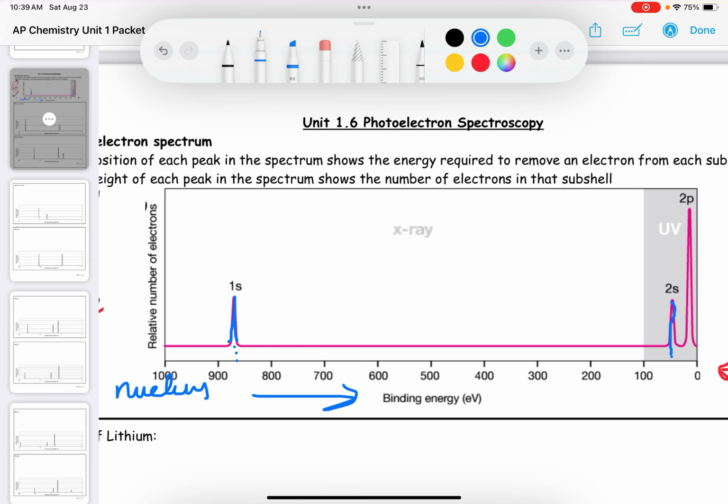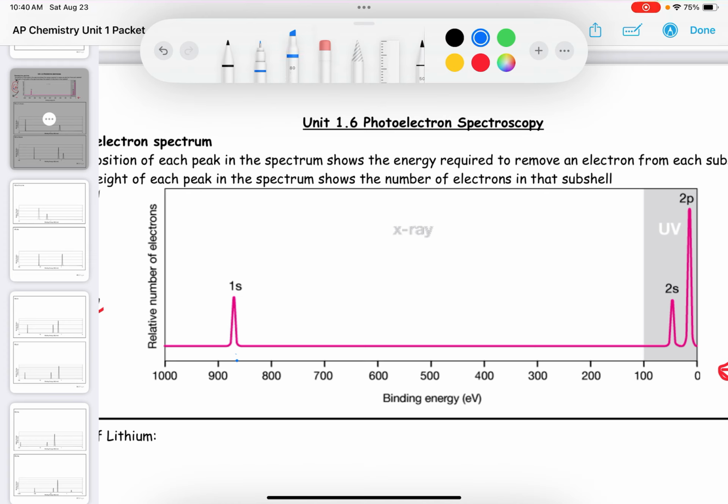And we see this in their shells, right? This is in that first ring around the nucleus, and these guys are in that second ring around the nucleus because it's a 2s and a 2p, where this one was a 1s. All right, now, last thing about these spectrums, the y-axis. And notice that it says relative number of electrons.